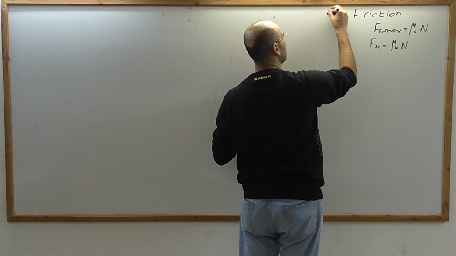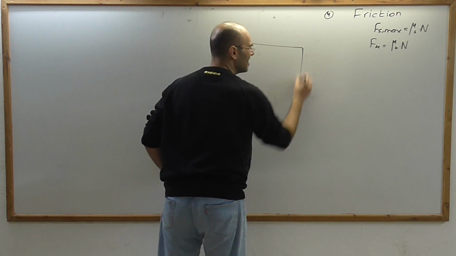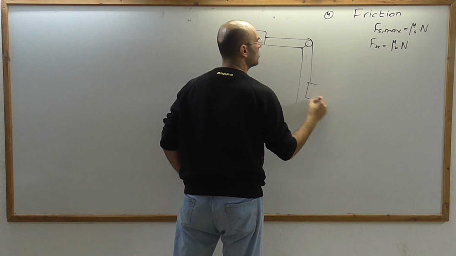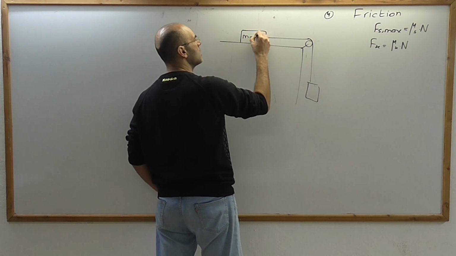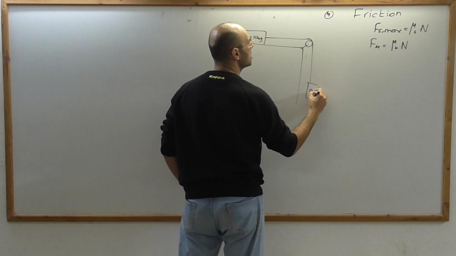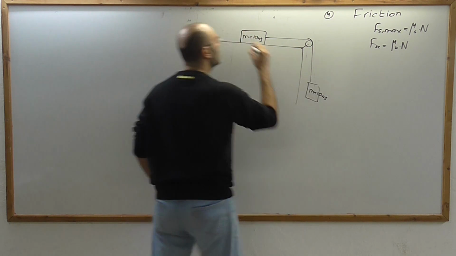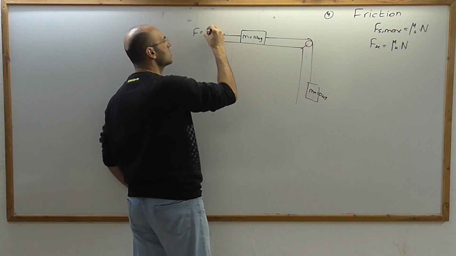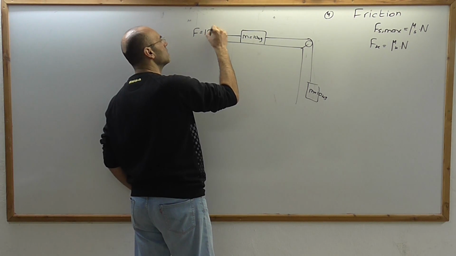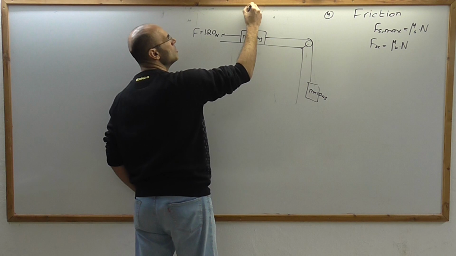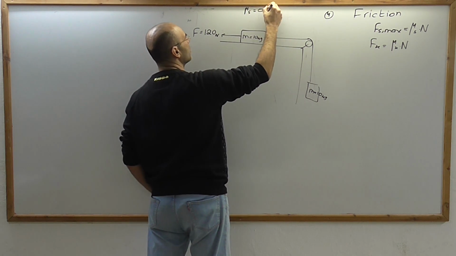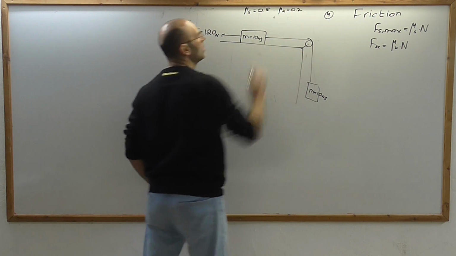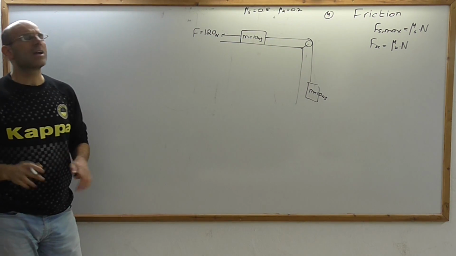Four. Okay. The same with a little twist. Let's say this mass is 10 kilograms, this mass is also 10 kilograms, but I apply an external force here of, let's say, 120 newtons. Mu static is 0.5, mu kinetic is 0.2. And again, I want to know everything.